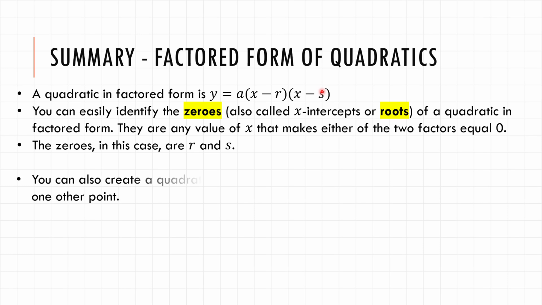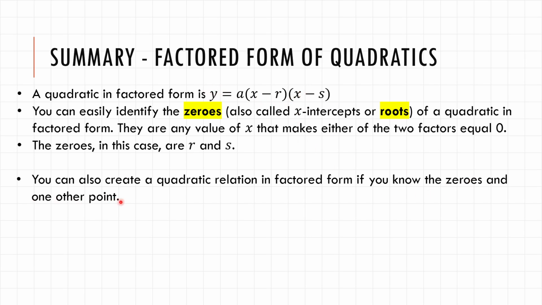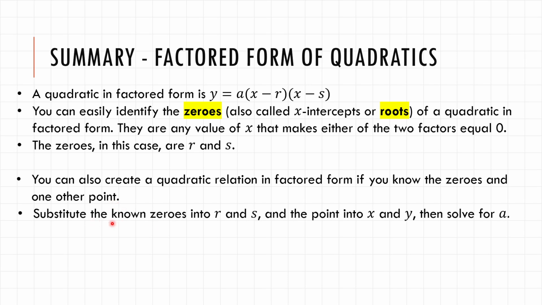In this case, the zeros would be r and s, because r minus r is 0 and s minus s is 0. You can also create a quadratic relation in factored form if you know the zeros and you know one other point. So if you know r and s, you could just start with this expression, replace r and s with those two zeros, and replace x and y with that one other point's coordinates. So just substitute those in and then just isolate a, and there you have all the three parameters you need, a, r, and s.